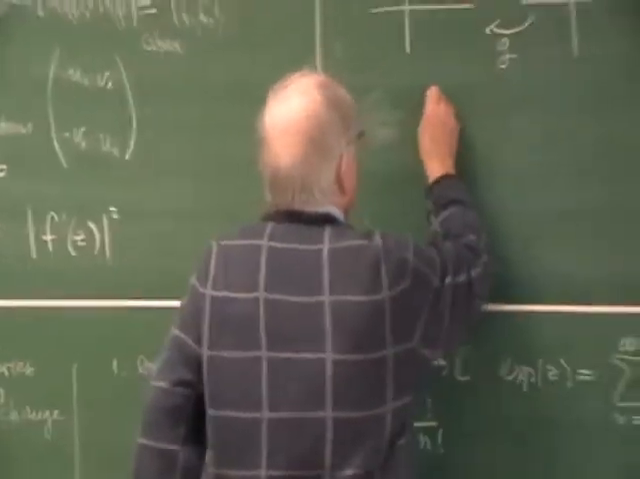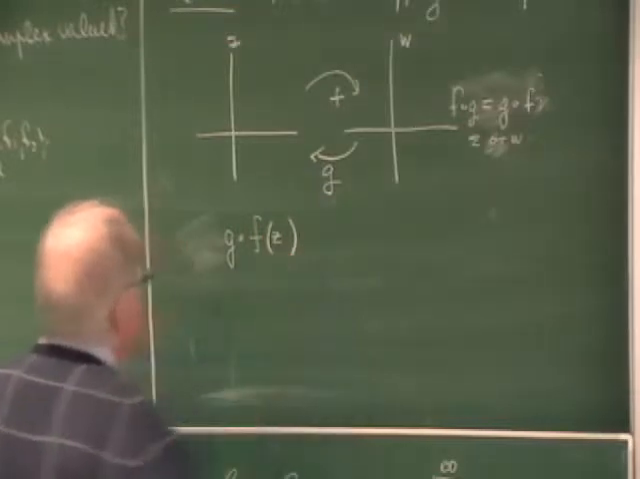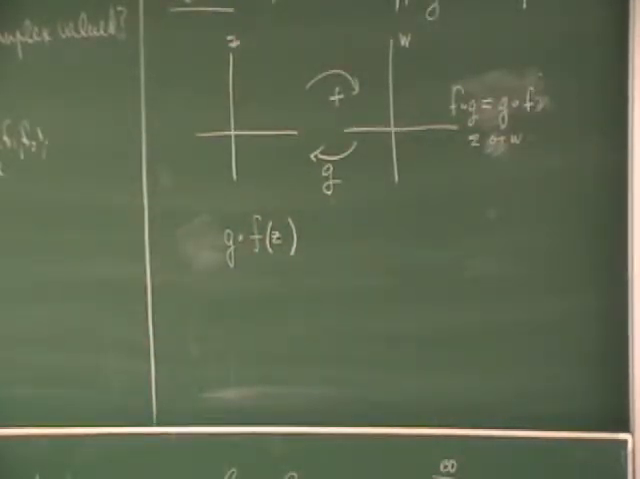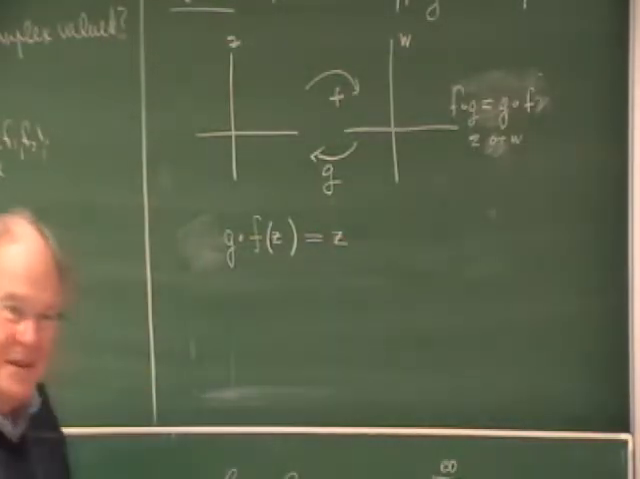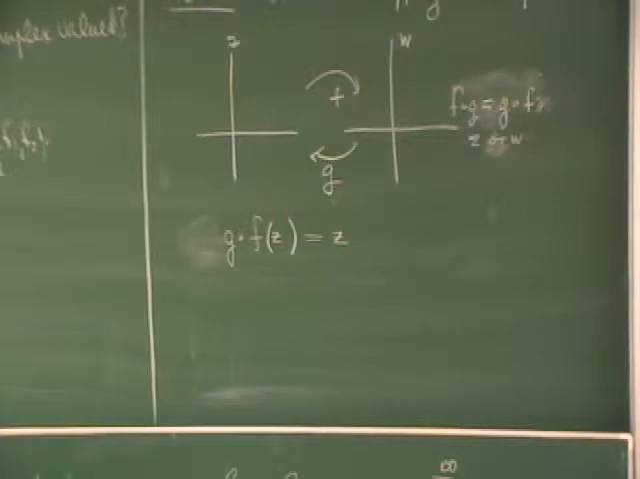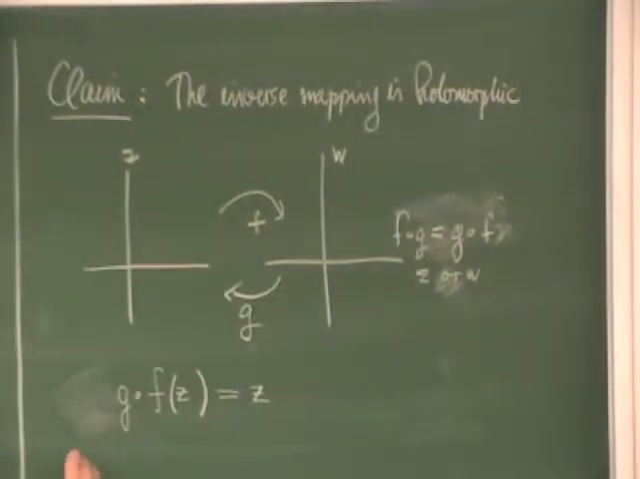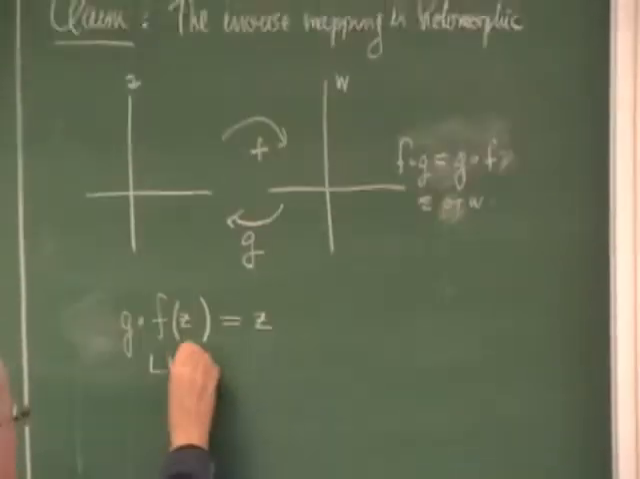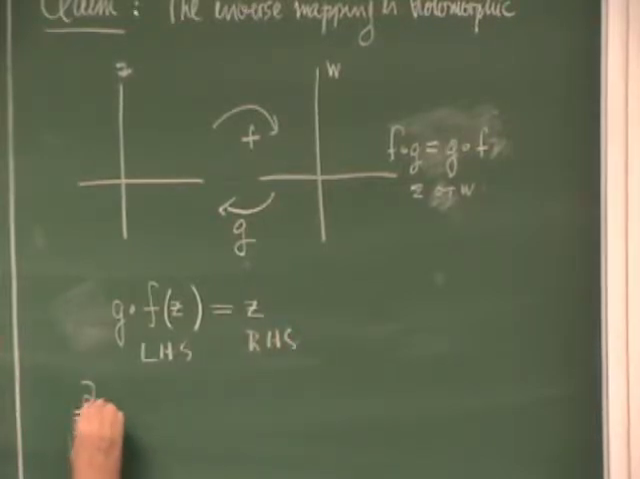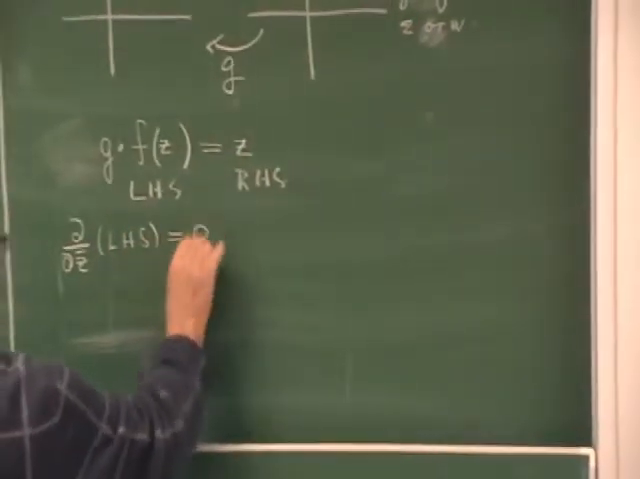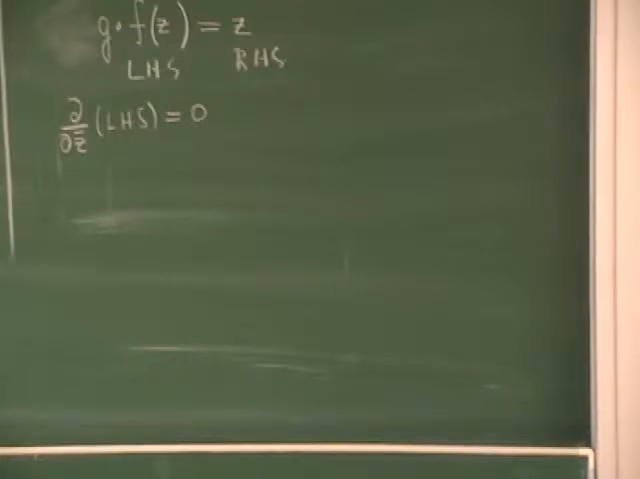So just for fun, let's look at G composed with F of Z. Okay. And just for fun, we know what that is. We don't have to be a genius to know that that's equal to Z, because it's the inverse map. And now, just for fun, let us compute the derivative of that. I'm calling this the left-hand side, and this is the right-hand side. So it says that the derivative with respect to Z bar of the left-hand side is equal to 0. We know that because that's Z. Right? Hope this is going to work.